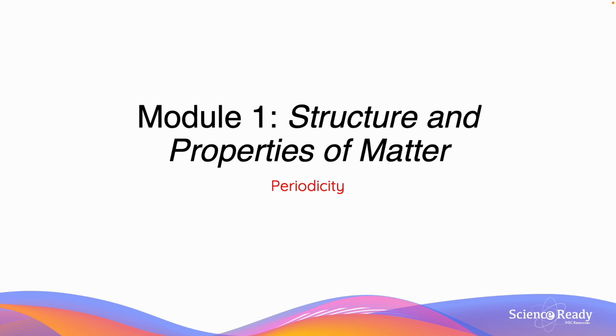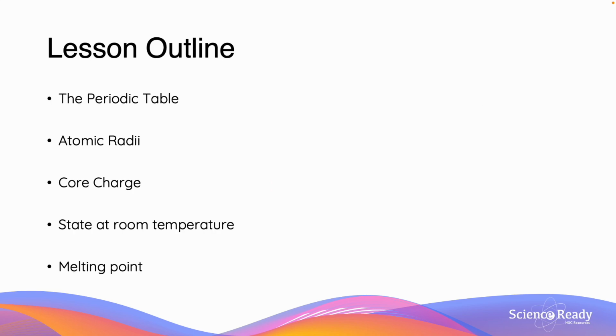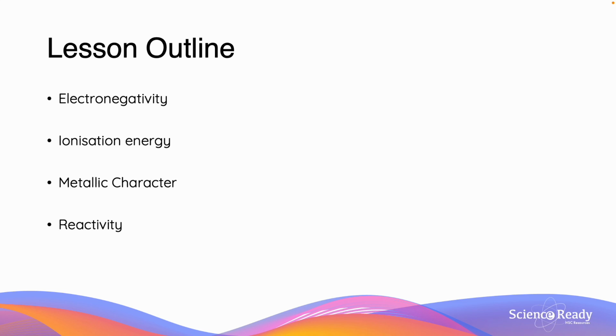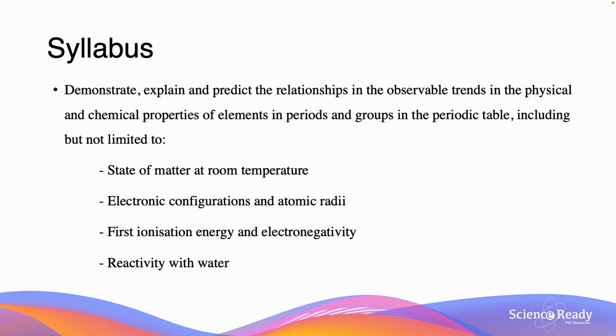This video will be on periodicity. We'll primarily be going through periodic table trends, so we'll start by looking at the periodic table, the trends for atomic radii, core charge, state at room temperature, melting point, electronegativity, ionization energy, metallic character, and reactivity. These are our relevant syllabus dot points.